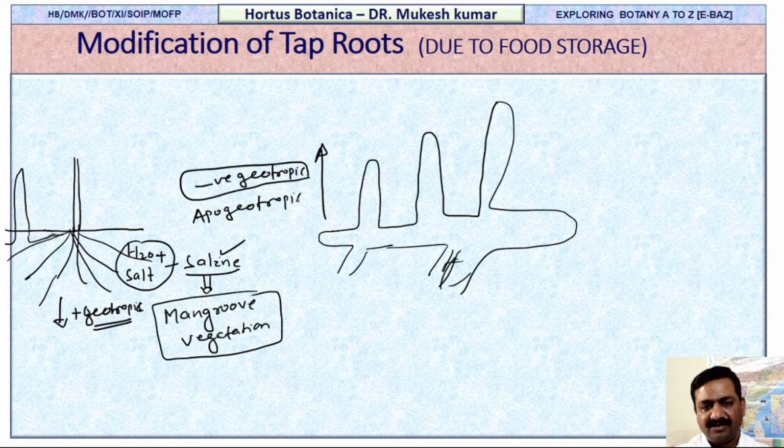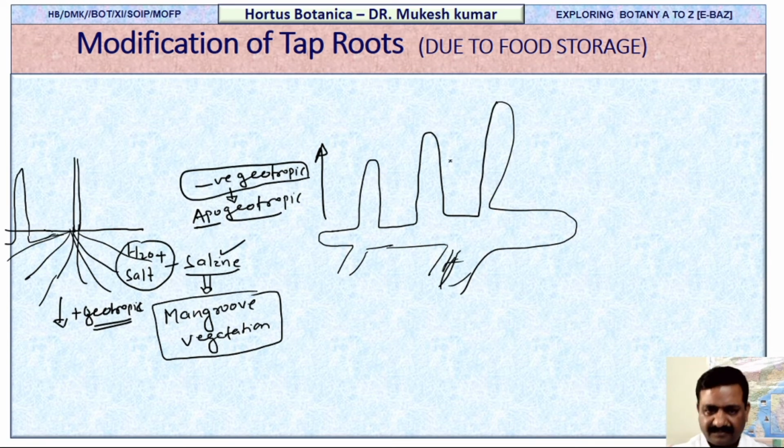Sometimes, but not always. Apo stands for free. Free may be any part. So you can say this negative geotropic is a type of apogeotropic. Apo means free. It is not towards gravitation. That's why apo. And going just opposite to the positive. So the very specific term is negative geotropic.